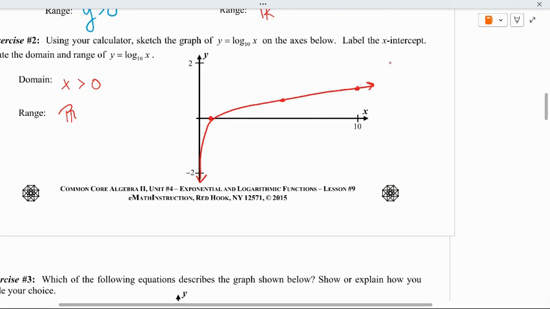You can make a table of values if that'll help you. We did 1 is 0. I did 2. What does it say on your output in your table? Wasn't 2 like a 0.3 something? And then I did 5, which was 0.69. And when x is 10, my output is 1. You can just graph those points if that'll make it easier. You just put the function into your y equals and get a table.